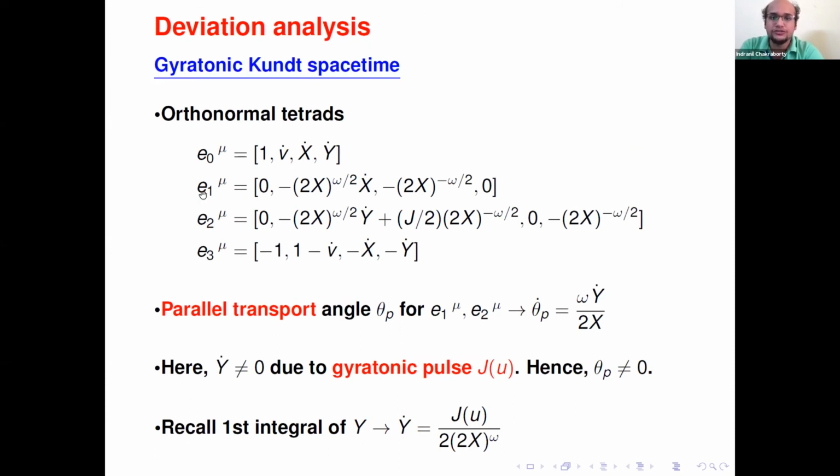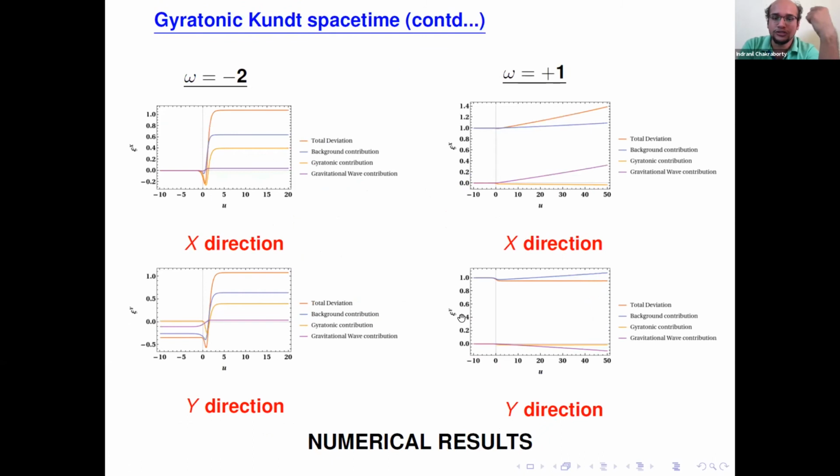For the gyratonic Kundt, we use the orthonormal tetrads, but here this theta dot is proportional to y dot. But since y dot is proportional to the gyratonic pulse, theta is not equal to zero and can't be set equal to zero. So after obtaining all these results, we solve them and plot them numerically. And you find that these results for the total deviation are in perfect correspondence with the results from the geodesic analysis. Okay, so let me summarize.